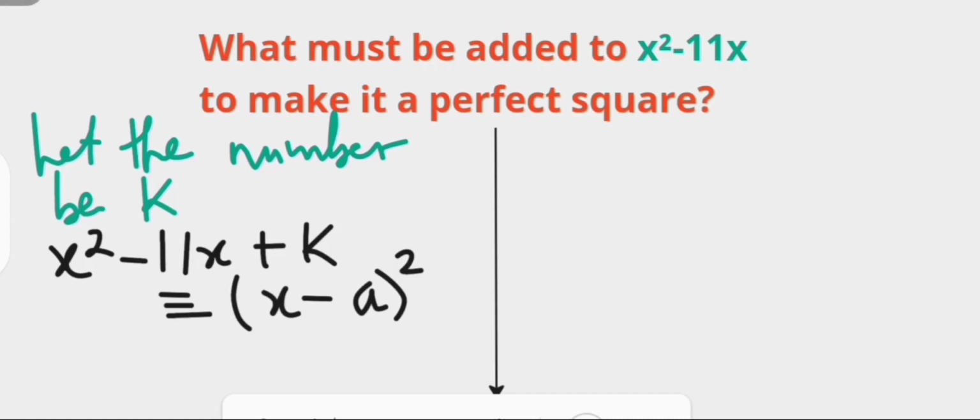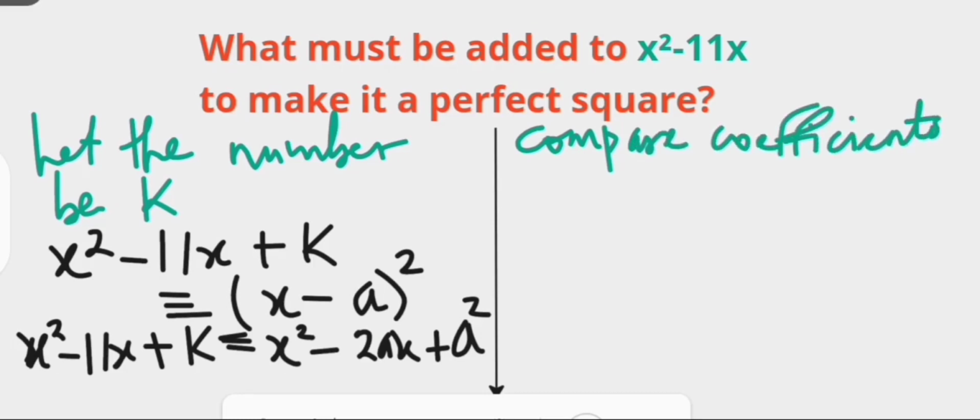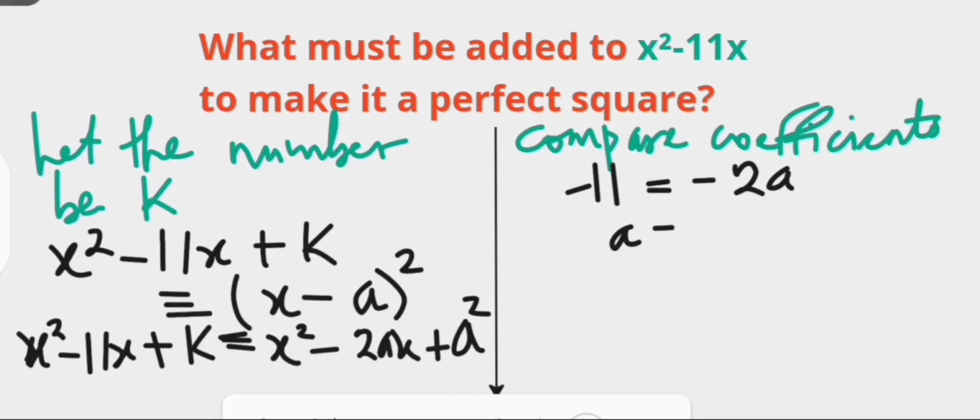Now when we expand the right hand side, we are going to have on the left hand side x² minus 11x plus k, equivalent to the right hand side, which is x² minus 2ax plus a squared. Then comparing coefficients of x on both sides, negative 11 on the left hand side and negative 2a on the right hand side, definitely means that a is 11 over 2, as negative 11 over negative 2 gives 11 over 2, or 5.5.